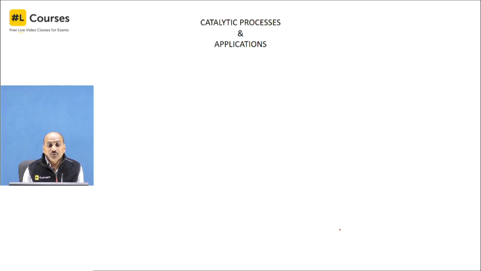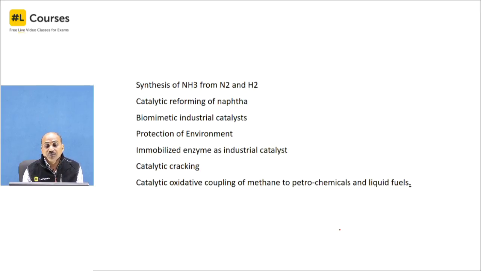Now the catalysis process and its applications. When I talk about some of the industrial applications, we discussed the synthesis of ammonia from nitrogen and hydrogen. All of you know that this is one of the best processes for manufacturing urea. Ammonia is a very important, industrially important compound.